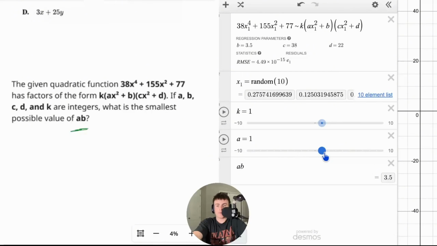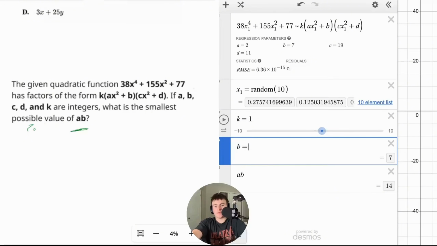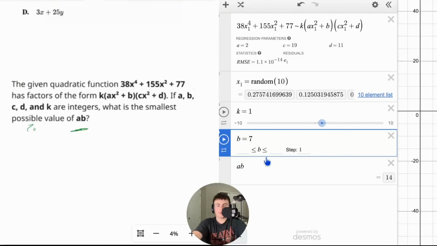a can't be negative here. I guess it technically could, but I think I forgot positive when I wrote this. It's supposed to be positive integers. So the lowest this goes is 14. The answer is 14. That's it. And it still applies if you added a slider for b. You're still going to get the same value. It doesn't really matter. But yeah, that's about it.